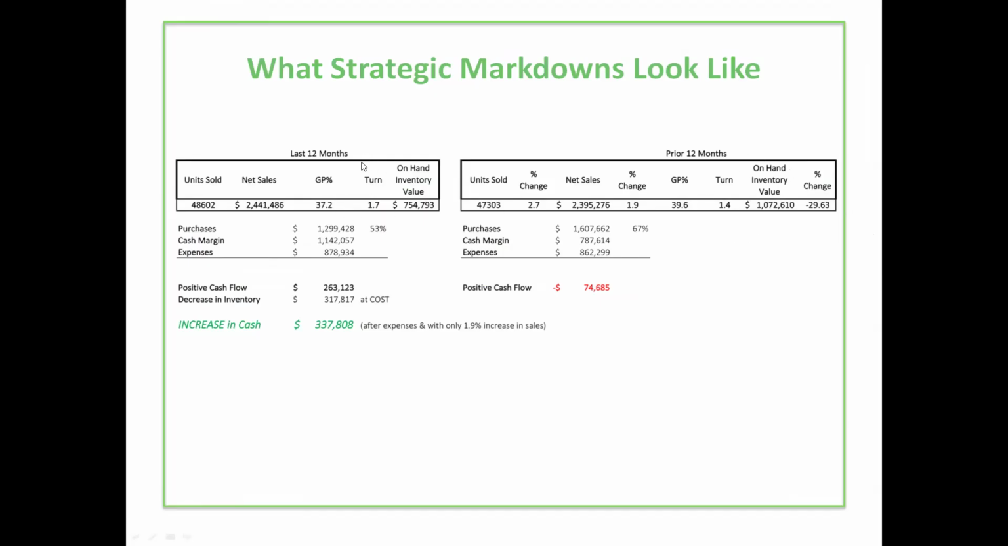Because we use strategic markdowns, we increased that turn and we increased it by about 6 weeks a year. That's a pretty significant improvement in how quickly we can sell through our average inventory. Okay, so we've taken it from 8.6 months or 34 weeks down to about 7 months or 28 weeks.